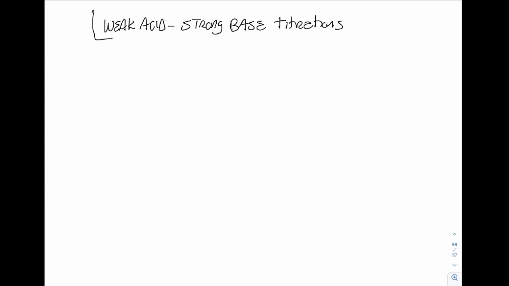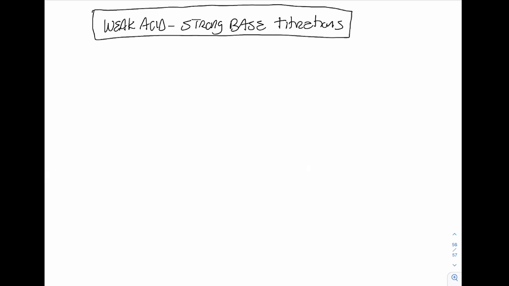In this video, we're going to look at weak acid, strong base titrations. We're still going to have a strong base in our burette, so our titrant is still a strong base, but in our Erlenmeyer flask, we actually have a weak acid. And just like we did with the strong acid, strong base titration, we're going to work through an example.